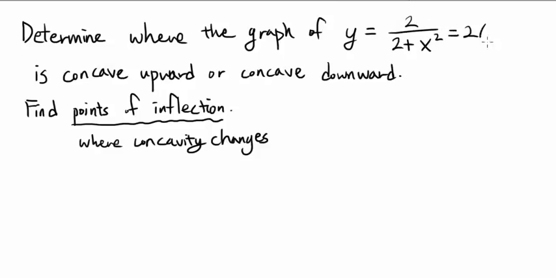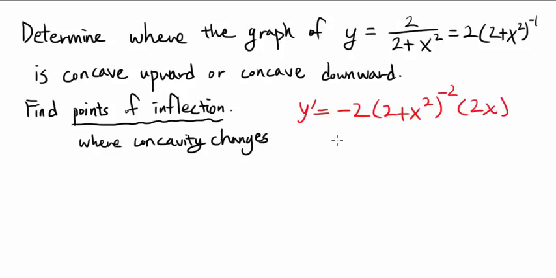y is 2 times 2 plus x squared to the negative first power. So y prime is going to be 2 times negative 1, or negative 2, times 2 plus x squared to the negative 1 minus 1, or negative 2, times the derivative of 2 plus x squared, which is 2x. This comes out to be negative 4x over 2 plus x squared, squared.